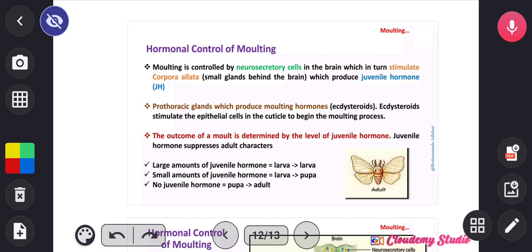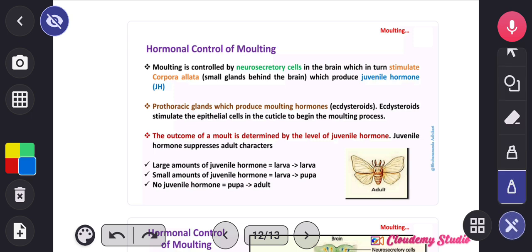Now, hormone control of molting, that is the next thing I want to talk about. Molting is controlled by neurosecretory cells in the brain, which in turn stimulate the corpora allata. The corpora allata is a small gland behind the brain of the insect that produces a juvenile hormone that we know as JH. The prothoracic gland, which produces molting hormone, that is ecdysteroid, stimulates the epithelial cells in the cuticle to begin the molting process. That's the first thing that happens.